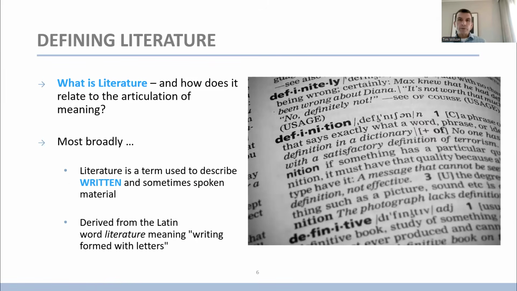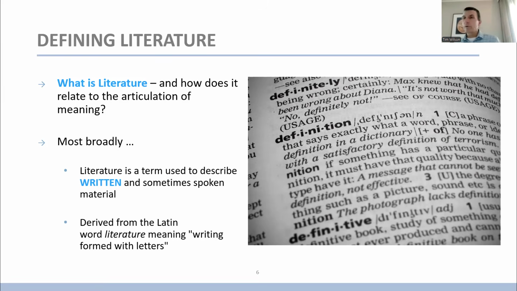Now, so we've said the humanities are the study of the articulation of meaning. Literature is a discipline within the humanities as the study of the articulation of meaning. But what is literature then, exactly, and how does it relate to the articulation of meaning? So, most broadly, we get the word literature from Latin, which just means writing formed with letters. So technically speaking, any written text is literature in the broadest definition.